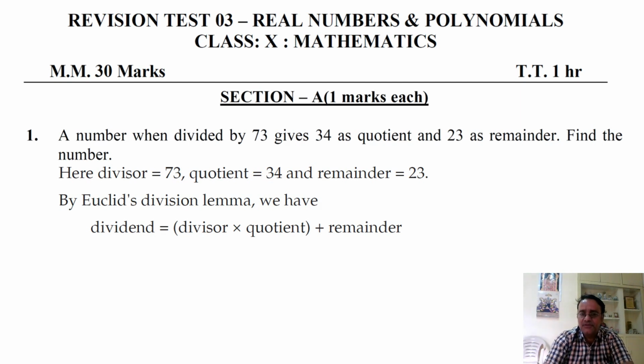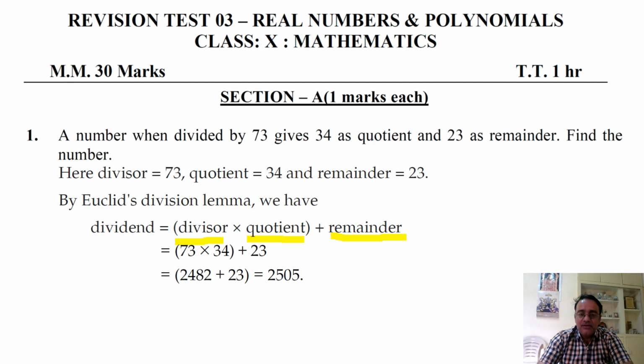So this is a very simple question. We just need to substitute the values of divisor, quotient and remainder. So what is the divisor? Divisor is 73. We'll substitute 73. Quotient की जगह पे हम लोग 34 substitute करेंगे और यहाँ पे 23. So we'll get the final answer, 2505.